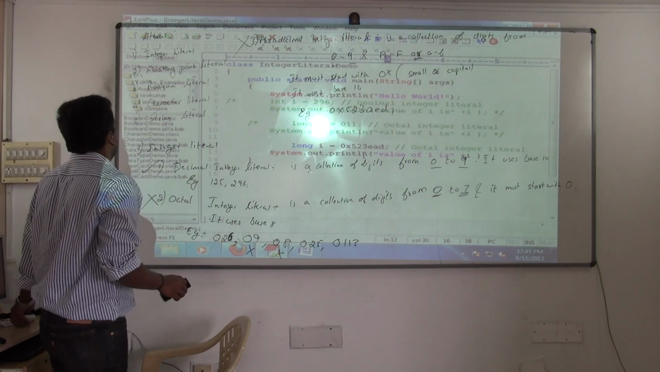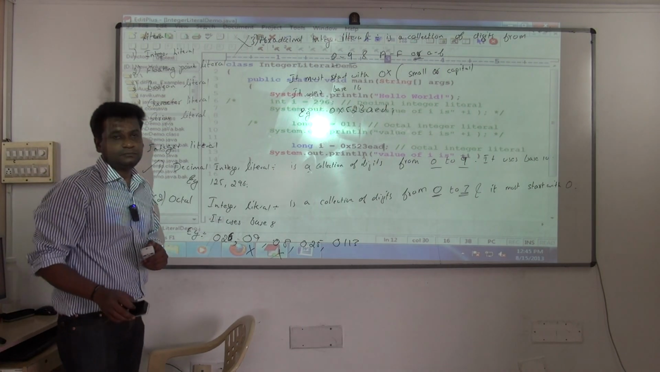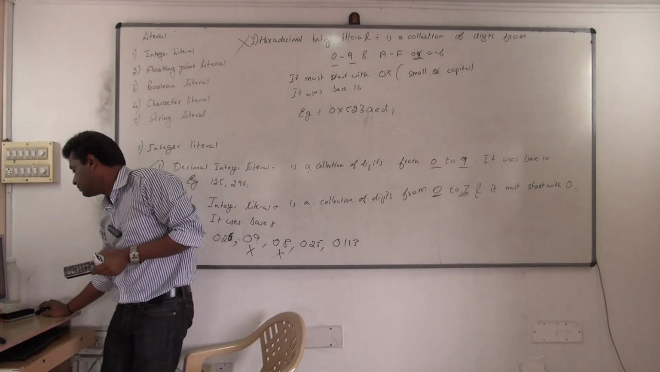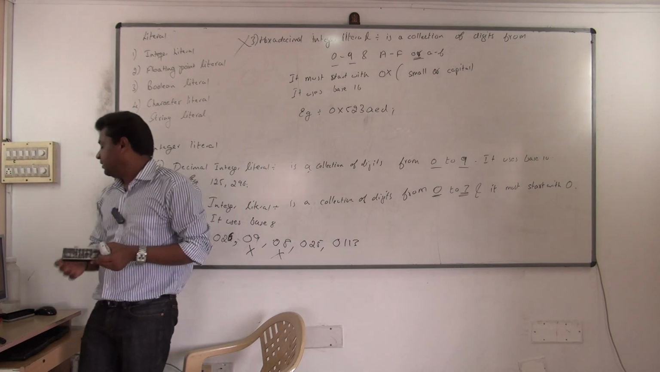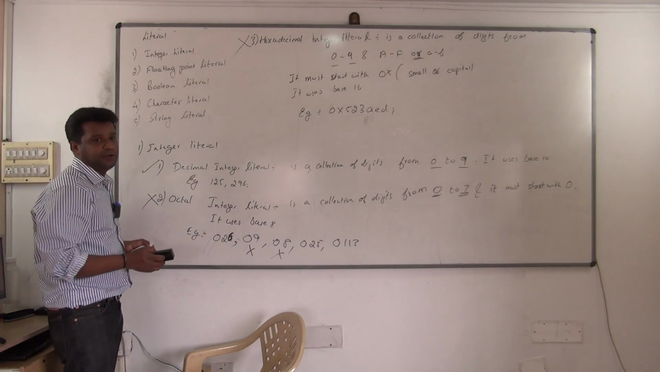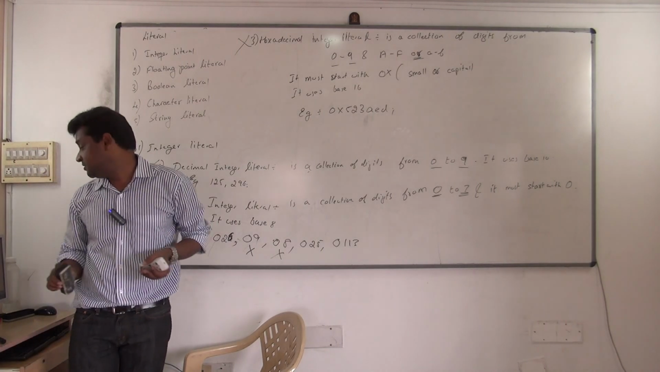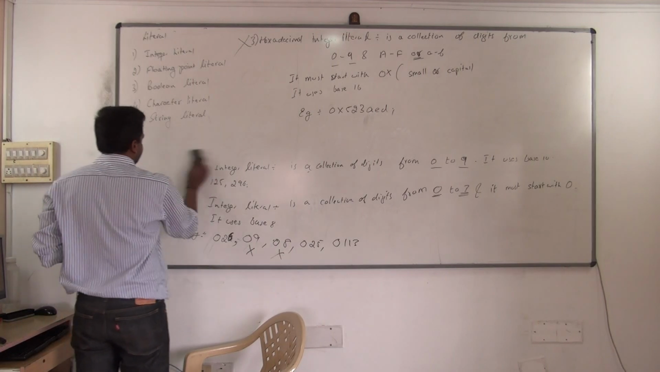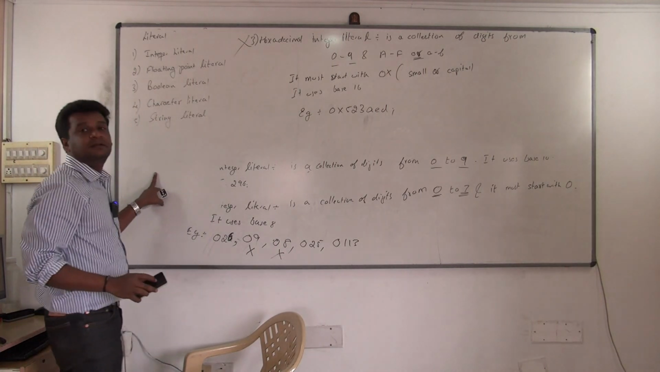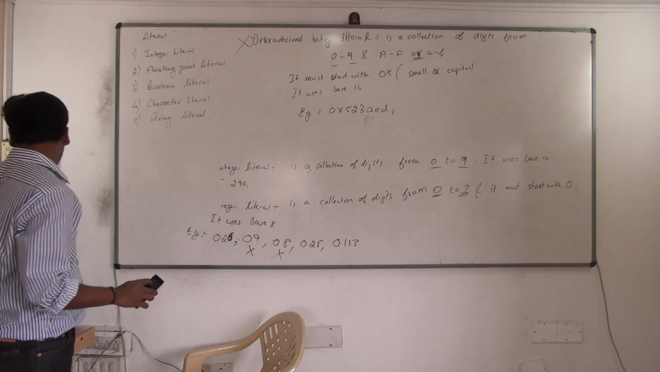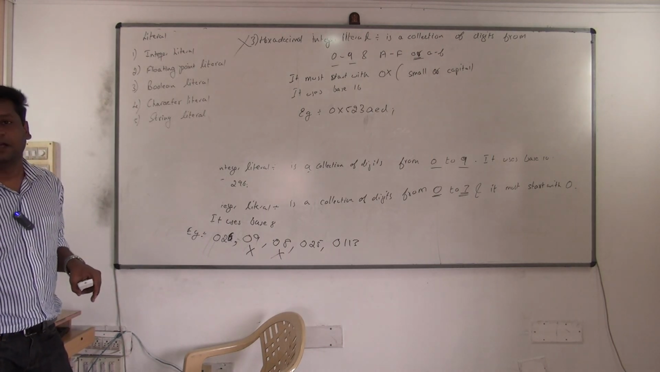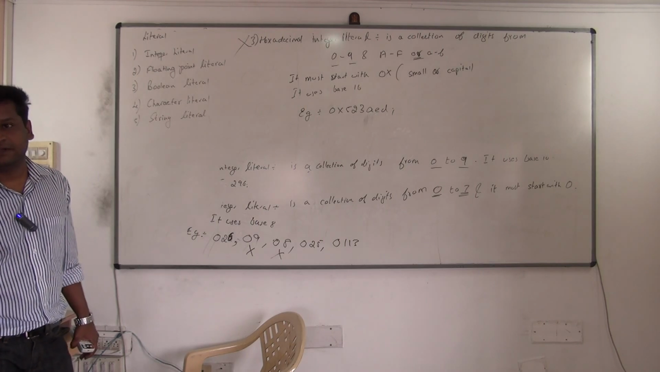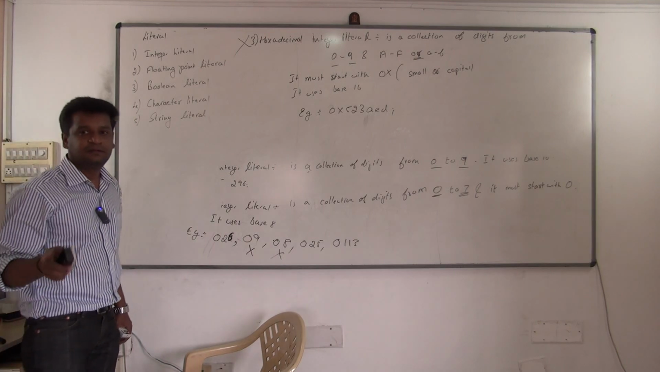Clear? So now take the second one, floating point literal. Shall I clear all this? It's a collection of digits with decimal point. Underline that. It's a collection of digits with decimal point. Earlier, for integer literal, what did you write? A collection of digits without decimal point. Correct? This is a collection of digits with decimal point.